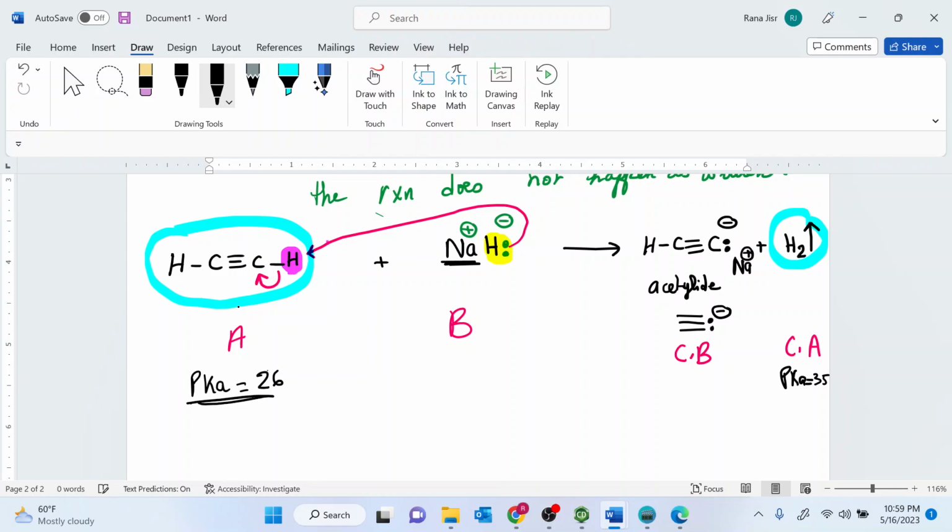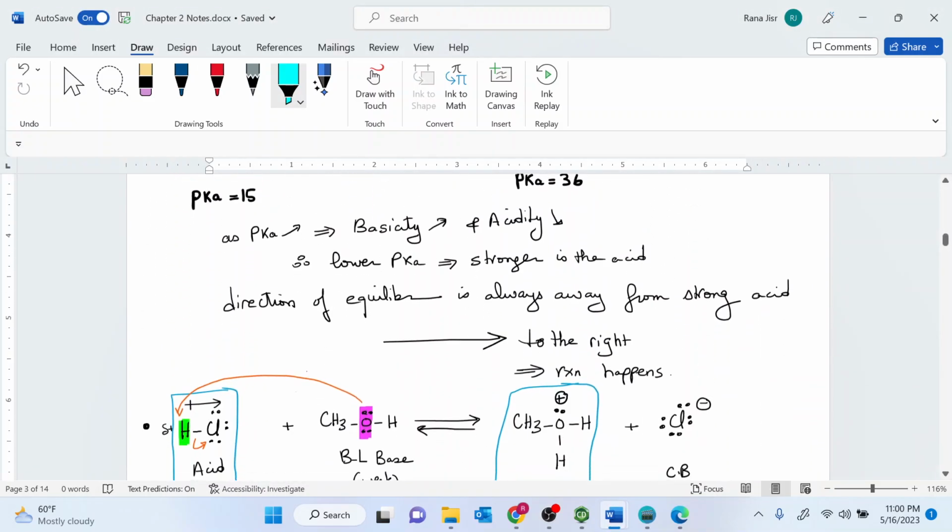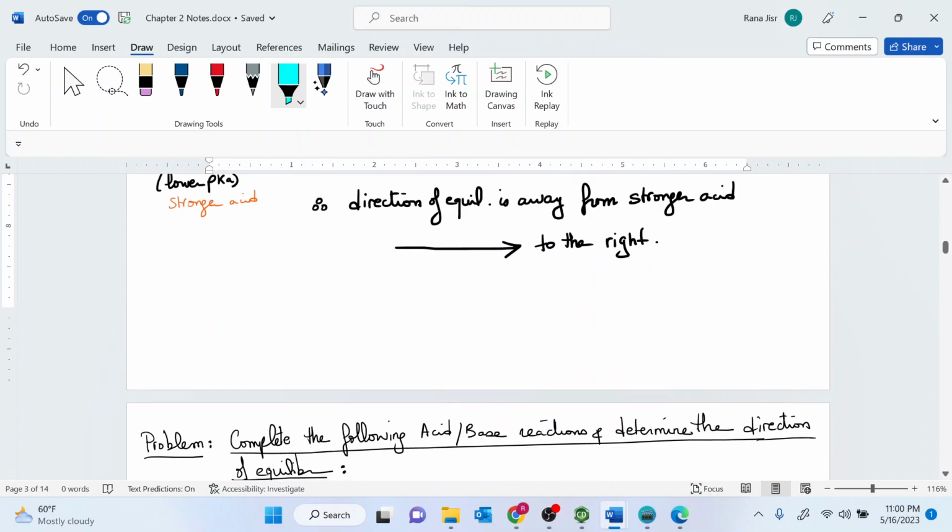So definitely this one is going to be a stronger acid. And if it is a stronger acid, then the direction of equilibrium is going to lie away from the stronger acid. There are multiple examples in the class notes, so please go over these examples as well.